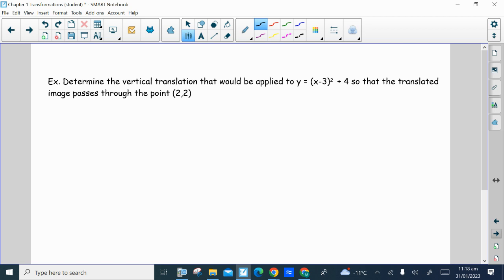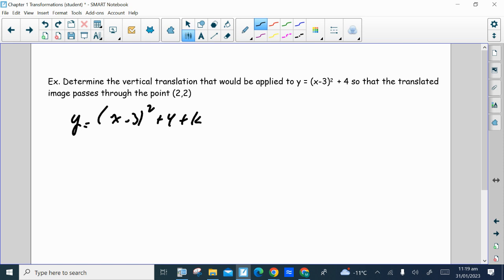So in this case here, we want to determine the vertical translation that would be applied to that equation so that the translated image passes through the point 2, comma 2. Well, if there's a vertical translation, vertical means up and down. That means the k value is going to be affected. We're going to have a k parameter added into this equation, and k goes on the end. It'll be hooked directly onto that 4. Because we're told it's a vertical translation, that means it's going to go up or down, which means our k parameter is going to be introduced.